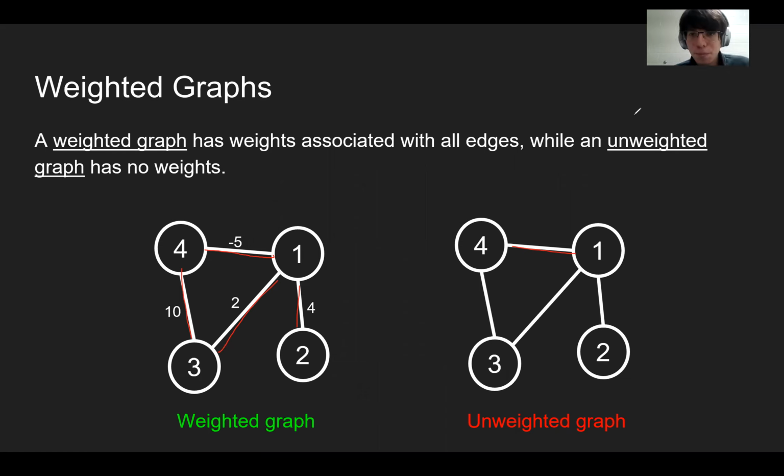So that's the difference between weighted and unweighted. Weighted graphs have values on their edges, which make them so-called weighted, and in unweighted graphs, there are no values associated with each edge. Each edge is the same.